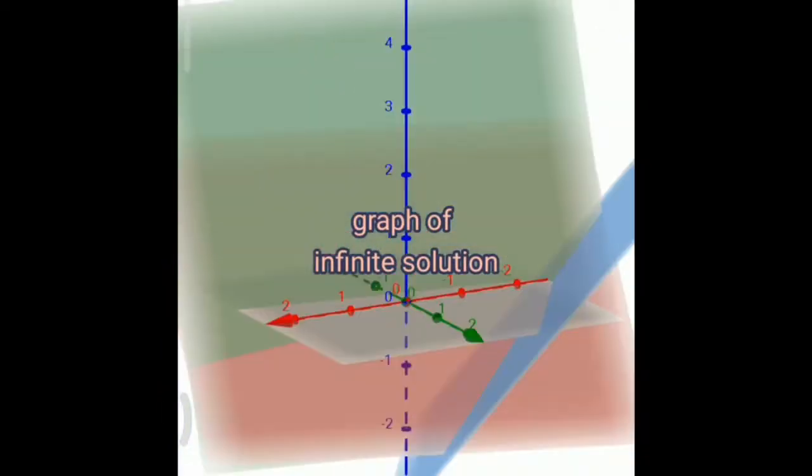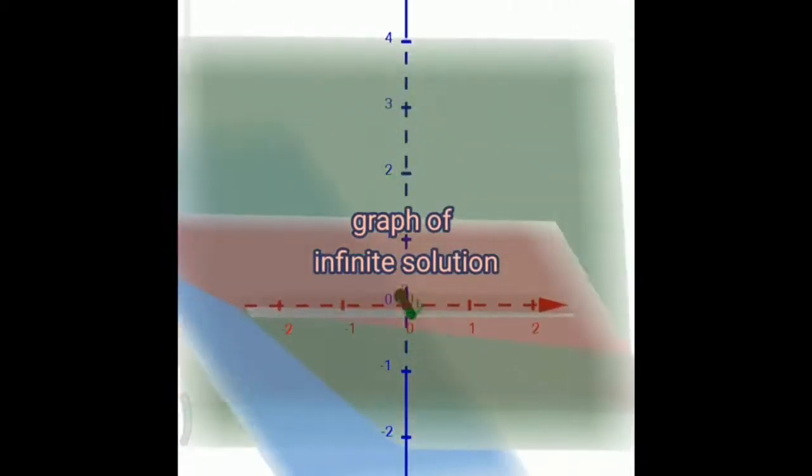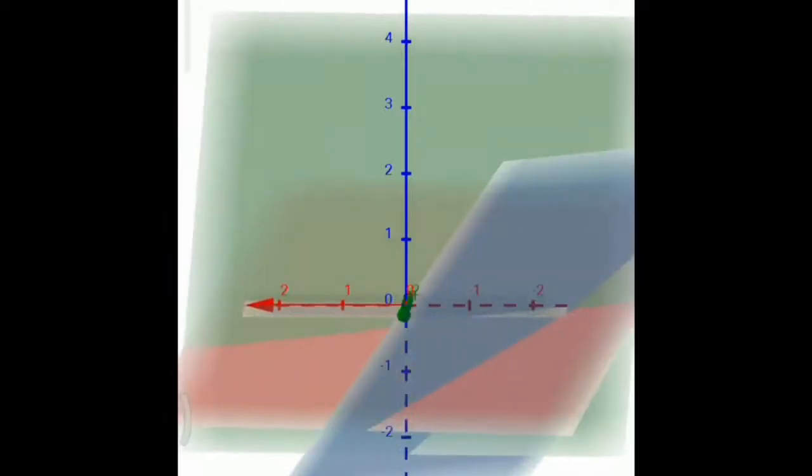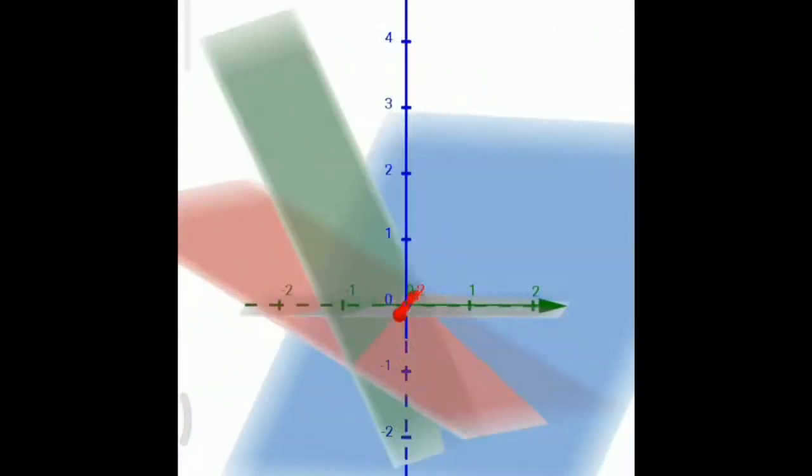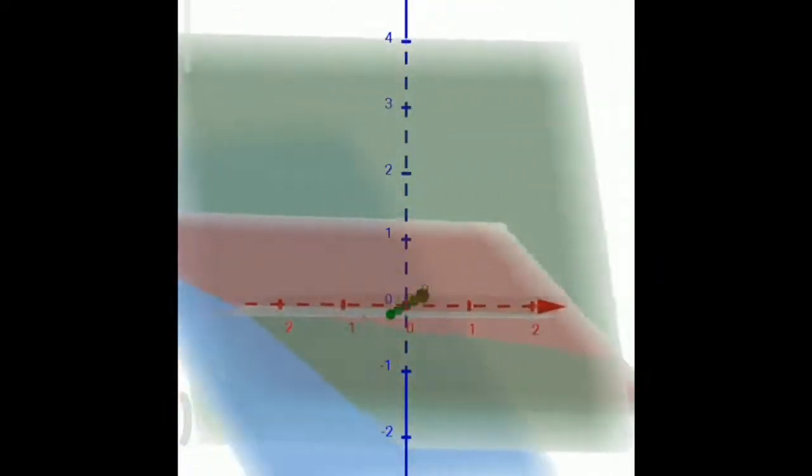I will show you a graph of infinite solutions using the 3D graph calculator. As you can see, when I turn the graph, you can see there are many intersecting points on the three planes. It shows us that the linear equations have many solutions. That's why it is called infinitely many solutions. Thank you. That's all.